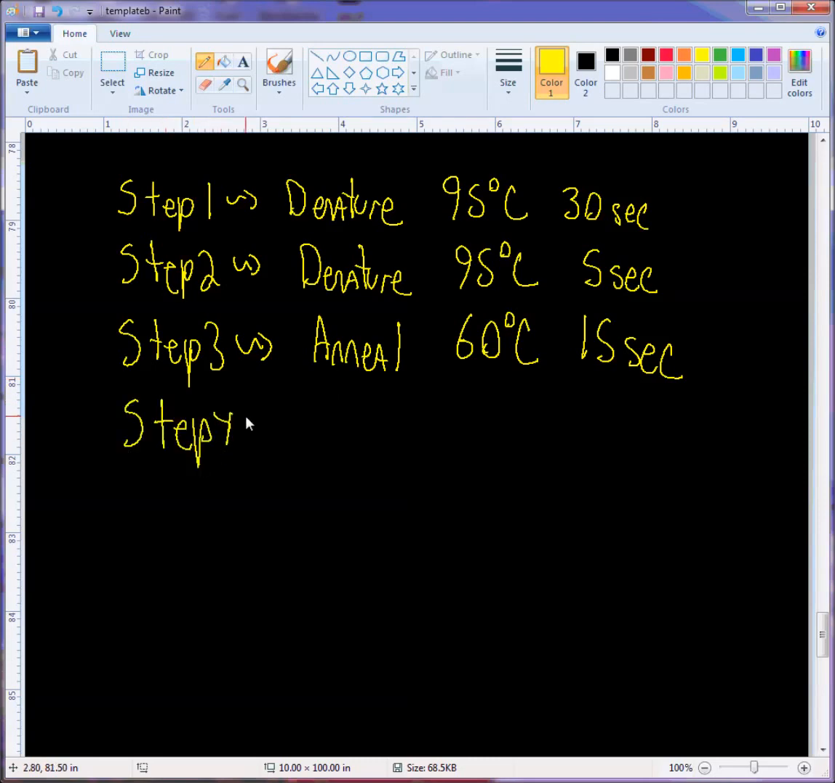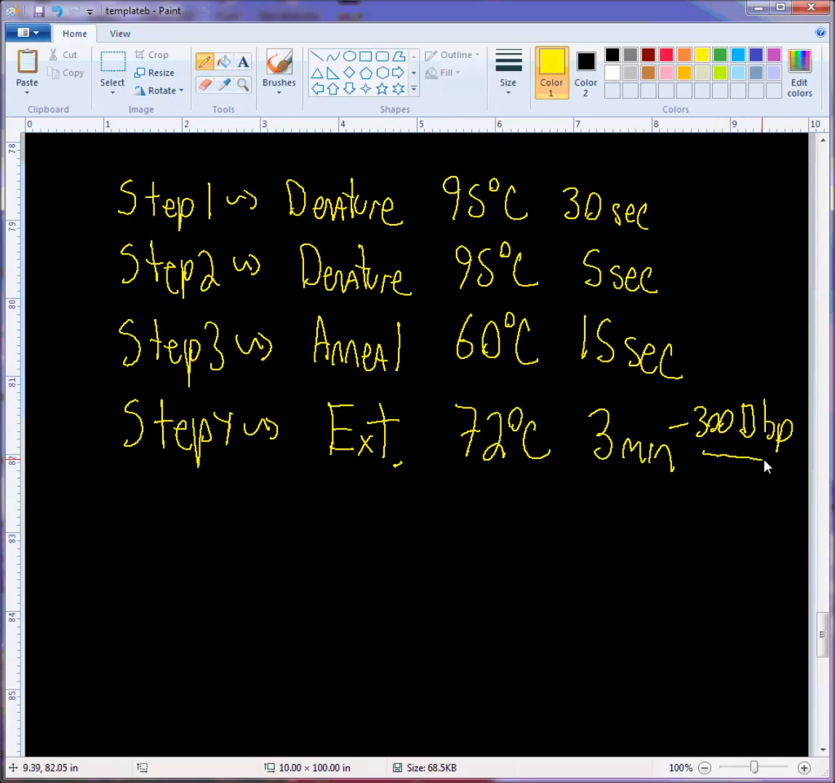Step 4 is our extension temperature, and we are going to run that at 72 degrees Celsius, the perfect temperature for the best function of our DNA polymerase. We are going to do this for 3 minutes, right? Because our target is 3,000 base pairs, and we want about 1 minute per 1,000 base pairs of target. So we're going to do 3 minutes there.